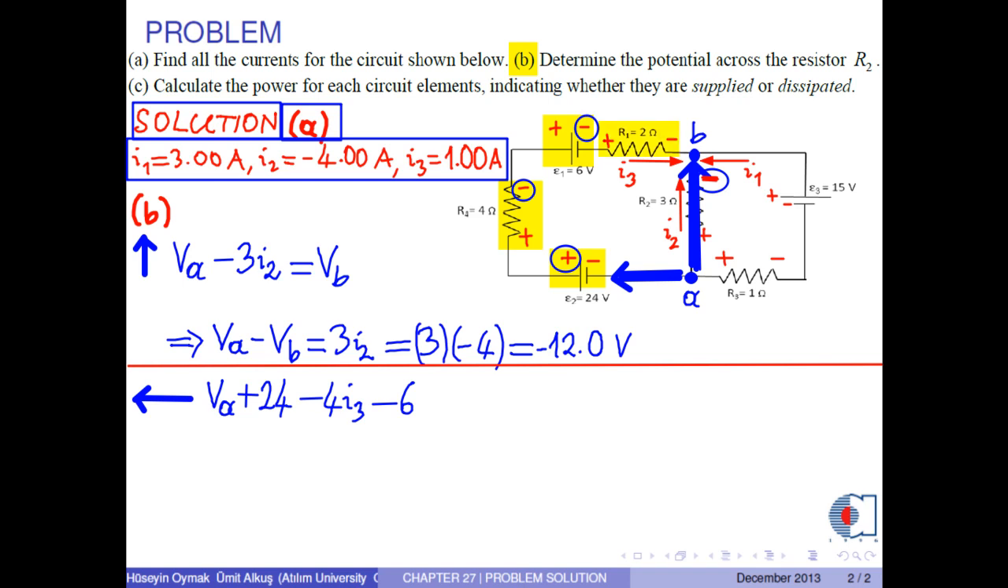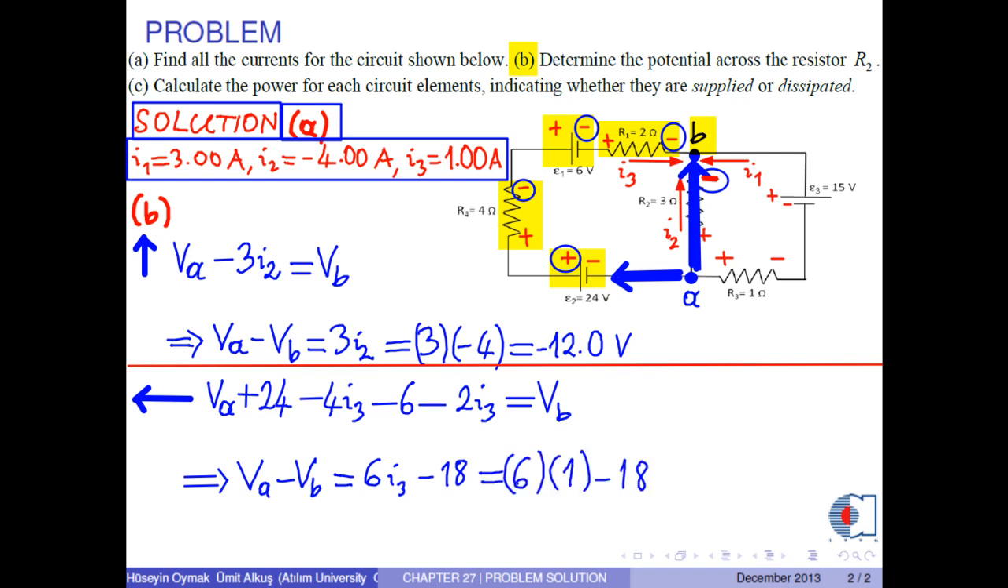For resistor R1, we take negative sign, so the potential difference becomes negative 2 times I3. Finally, we reach potential VB, from which we obtain VA minus VB equals 6 times I3 minus 18. I3 is 1 ampere, therefore we obtain negative 12 volts. As you see, the result is the same with the previous one.